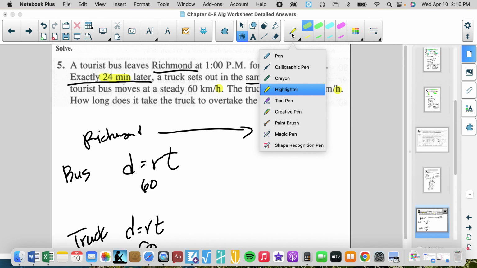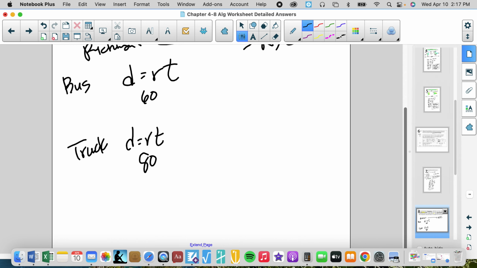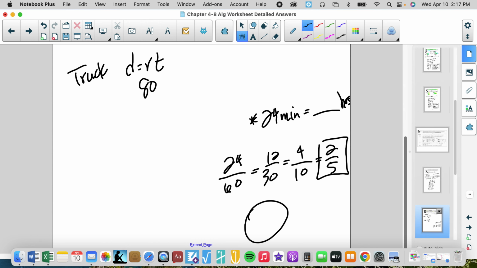So off to the little side here, we have to wonder how many hours 24 minutes is equal to. Well, we know that it's 24 minutes out of 60. So that can be 12 over 30. That's going to be 4 over 10. That's going to be 2/5. 24 minutes on a clock is going to be 2/5 of an hour. Okay, so that's how we find out.